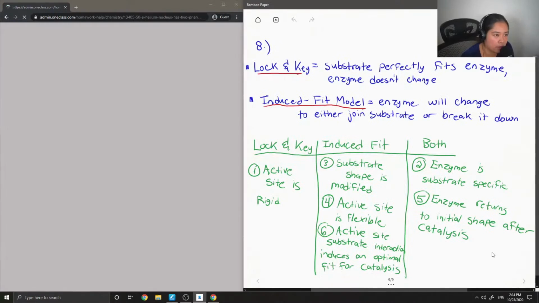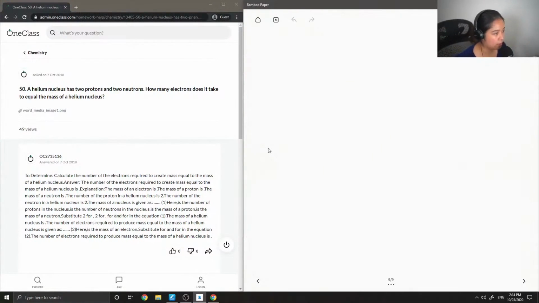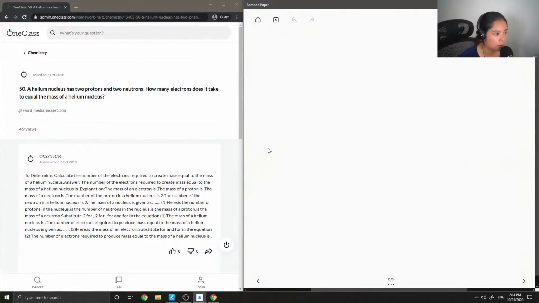Let's check out question number 9. A helium nucleus has 2 protons and 2 neutrons. How many electrons does it take to equal the mass of a helium nucleus? So this is question number 9.